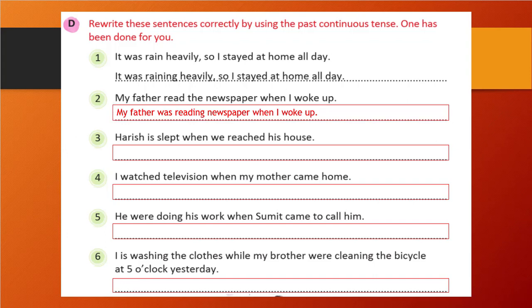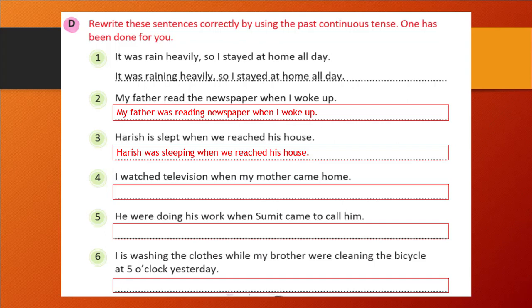Similarly, third question, what is it? Harish slept when we reached his house. So the reaching action is happened. The sleeping action is going on. So slept will become was sleeping. Correct? So Harish was sleeping when we reached his house. That is the correct answer.